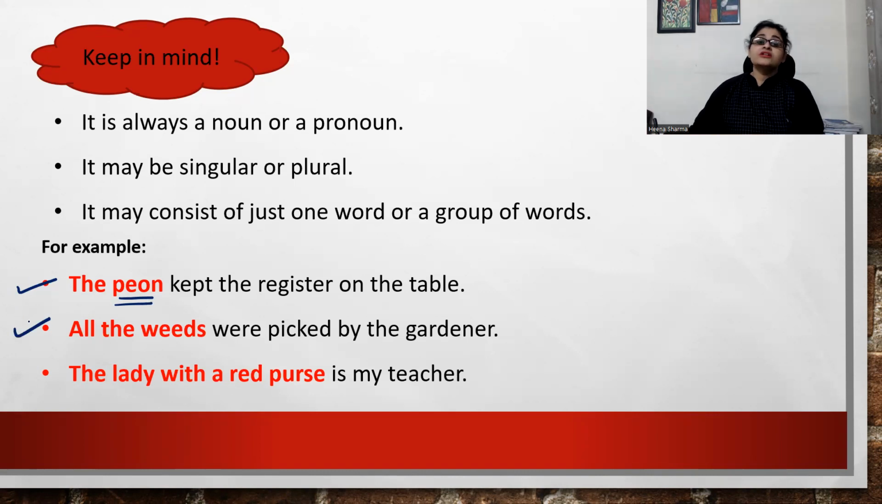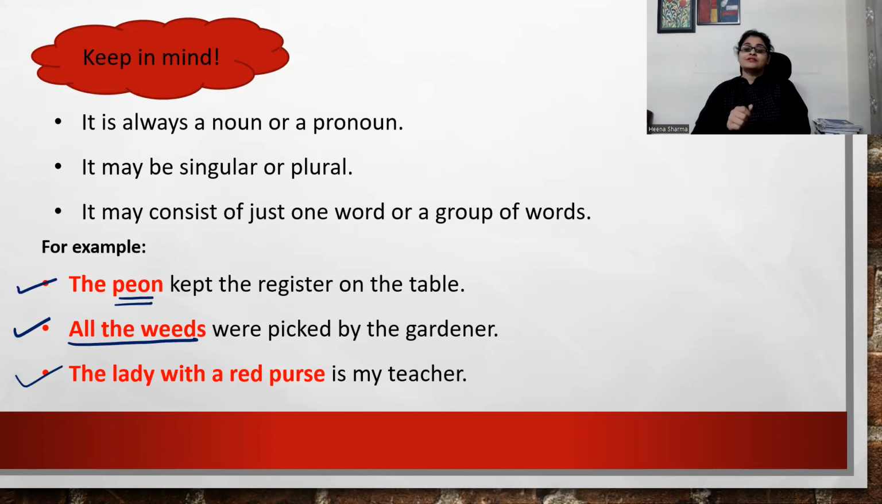Second sentence, all the weeds were picked by the gardener. Now here you can see that there are more words as a subject. What are we talking about? All the weeds. So all the weeds as a whole is going to be the subject. The lady with the red purse. Again, it is consisting of more than one word as a subject. So the lady, whom are we talking about in the sentence? The lady with a red purse. So this becomes your subject in the sentence.